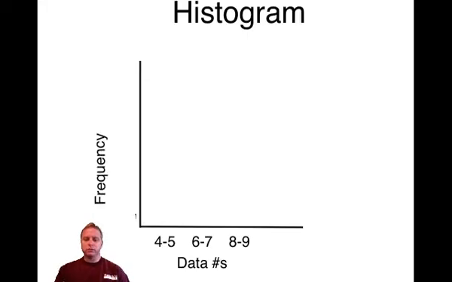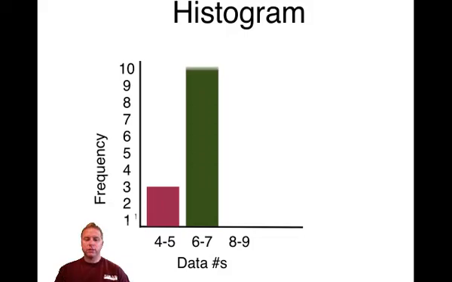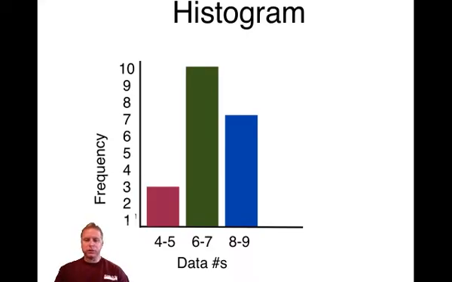With a frequency table, histogram. So with the histogram, we'll do a graph, and we've got the data numbers. Notice I did them in intervals of 2, grouping them by 4 and 5, 6 and 7, and 8 and 9. And then how many times they occurred. And my first bar for 4 and 5 was a total of 3. 6 and 7 had a lot, 10. And then 8 and 9 had 7. So that's a histogram, kind of a type of bar graph.